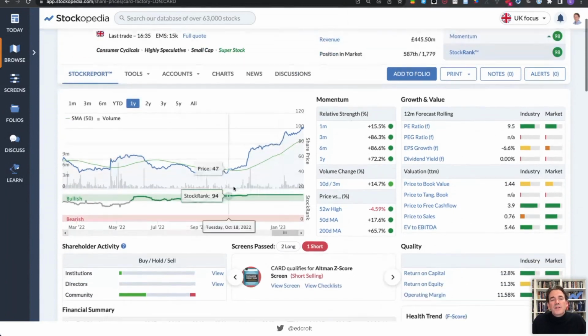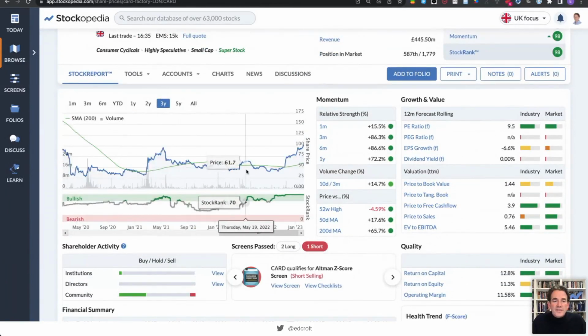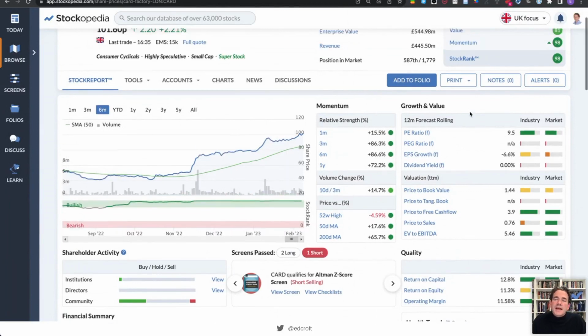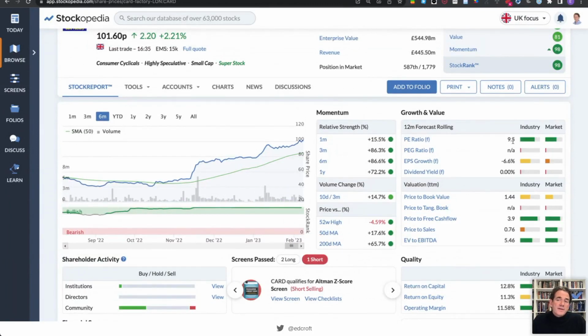And so anyway, you can see here, the rank got quite high then, but it didn't work out for it. And then it popped up again, and it's now gone up to the 99 zone, and it's sort of zooming up. All the relative strength measures here are quite high on a 6 month, 1 year view. So over 6 months, this share has actually doubled. And the P/E ratio is forecast to be 9.5.